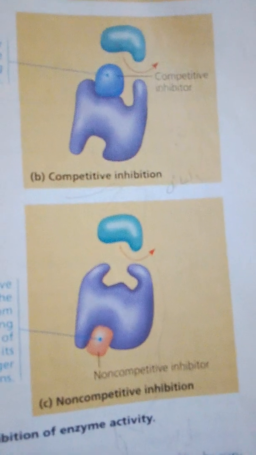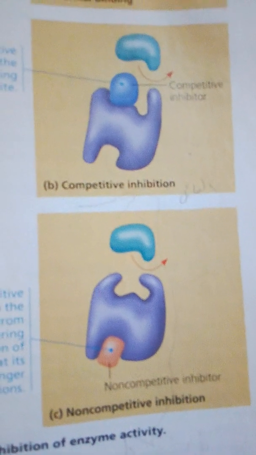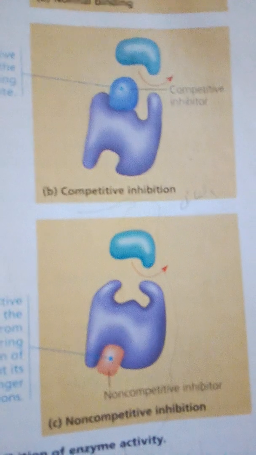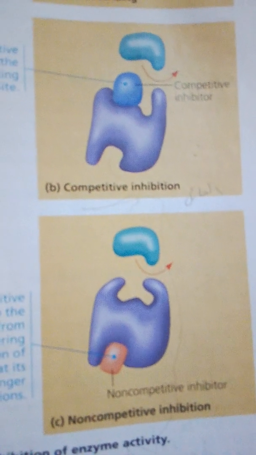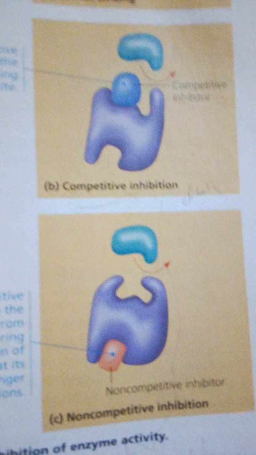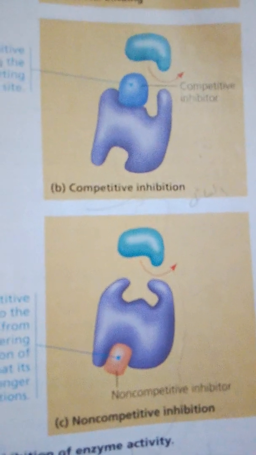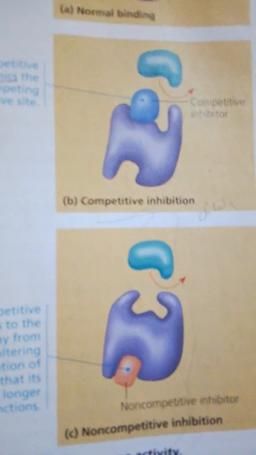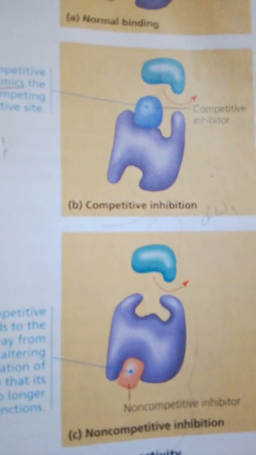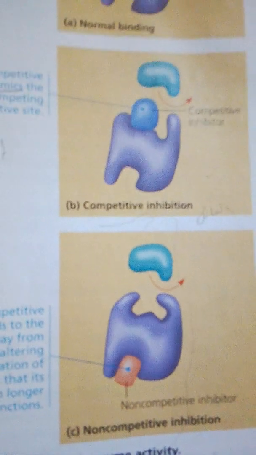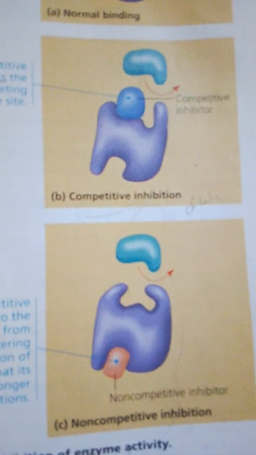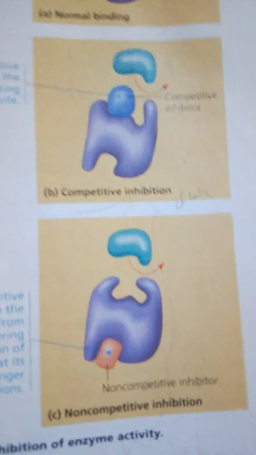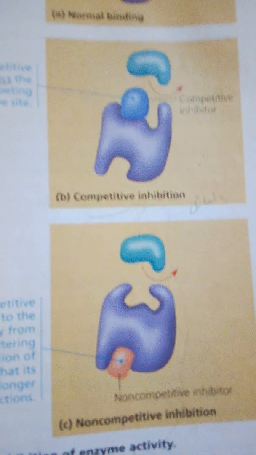Toxins and poisons are often irreversible enzyme inhibitors. An example is sarin, a nerve gas that caused the death of several people and injury to many others when it was released by terrorists in the Tokyo subway in 1995. This small molecule binds covalently to the R group on the amino acid serine, which is found in the active site of acetylcholinesterase, an enzyme important in the nervous system.